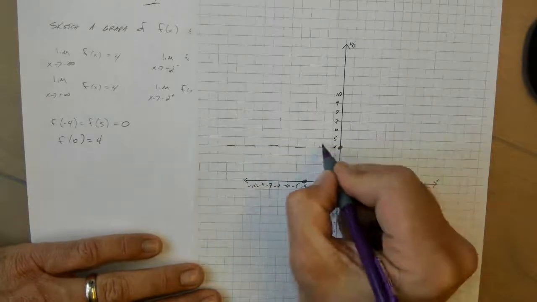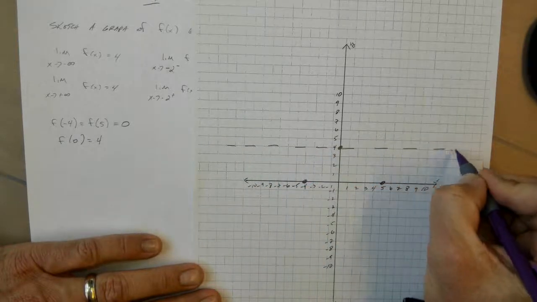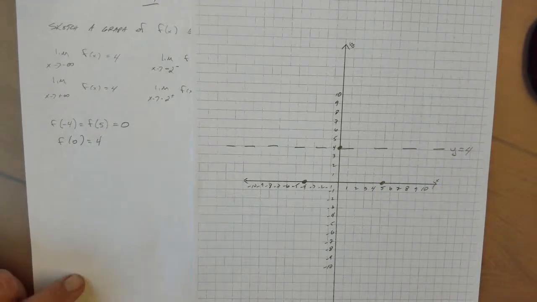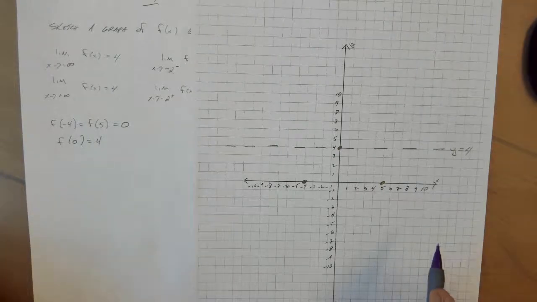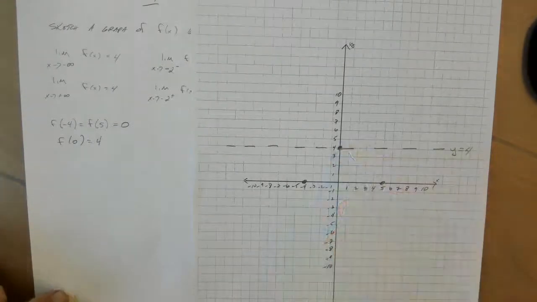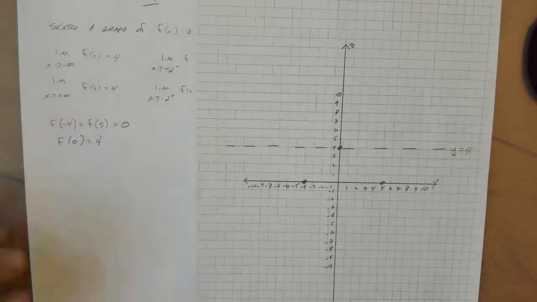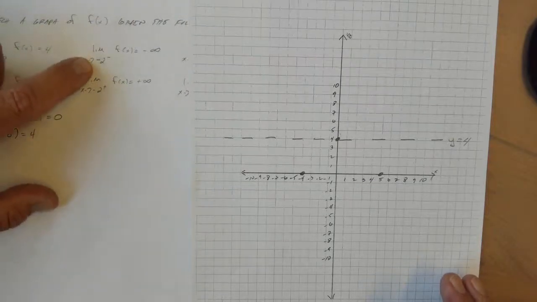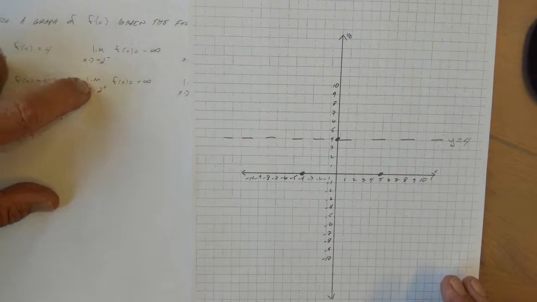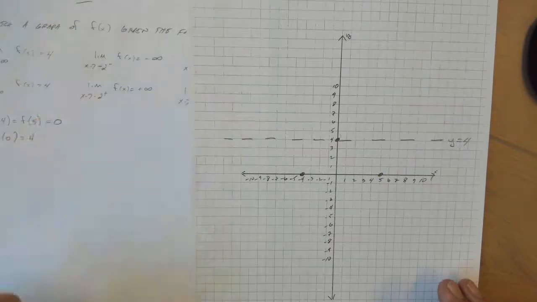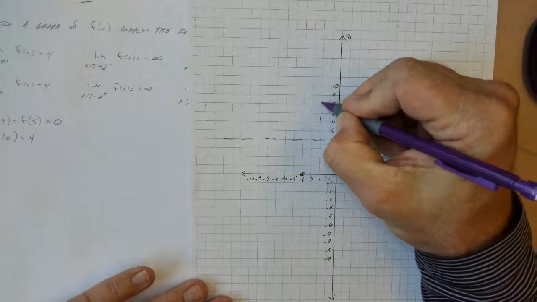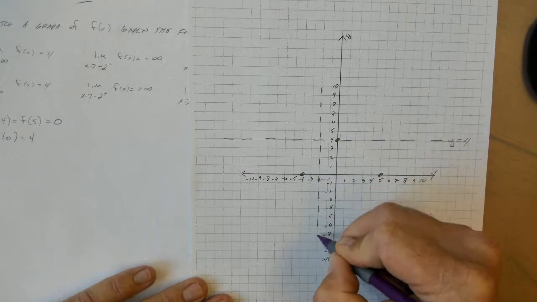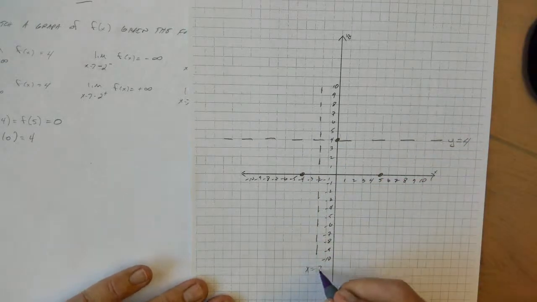So I'm going to draw that horizontal asymptote in here at y equals 4. And one of the things that seems a little counterintuitive is that we have a horizontal asymptote going through a coordinate, but that's okay. We're allowed to do that. Here, we have the limit as x approaches negative 2 from the left is negative infinity, and negative 2 from the right is positive infinity. So that tells us that we're going to have a vertical asymptote at negative 2. So that's x equals negative 2.